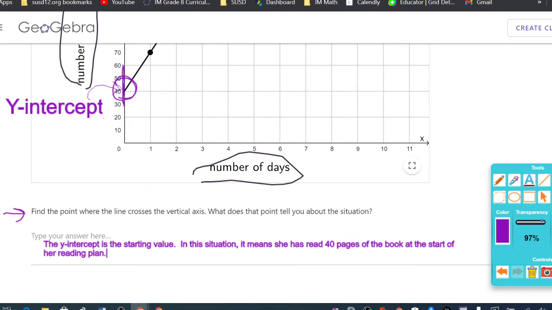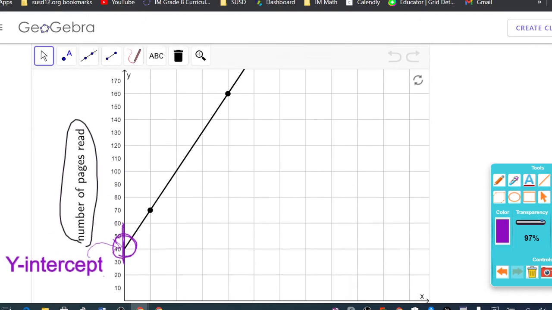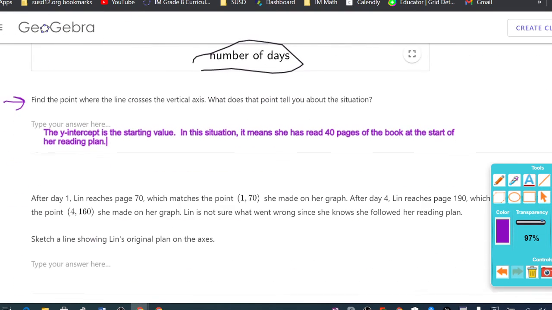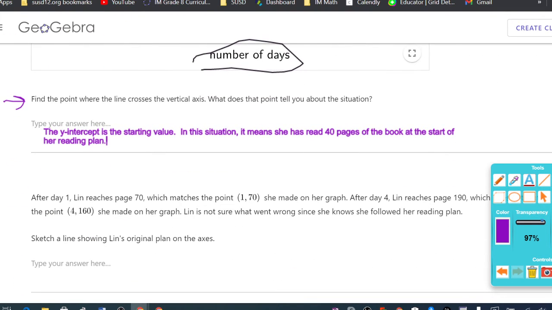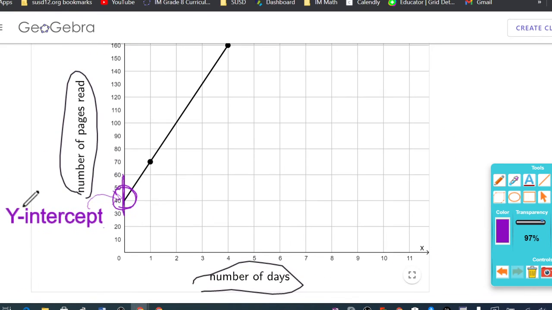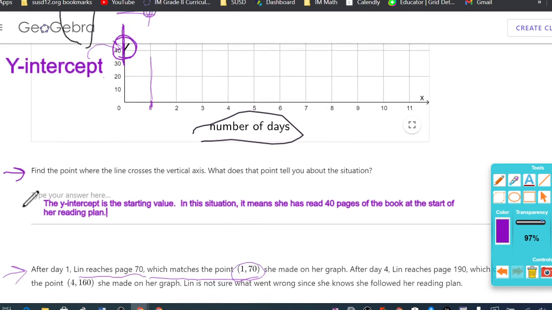Okay, but you know what? That's not what she said. She said she's already read 30 pages. Strange. Keep going. After day 1, Lynn reaches page 70, which matches the point (1, 70) she made on her graph. Okay, let's check that out. Is that right? So after 1 day, she has read 70 pages, and it matches the point on her graph.